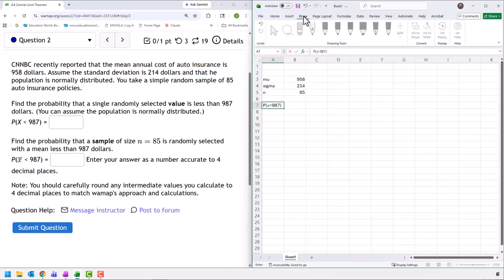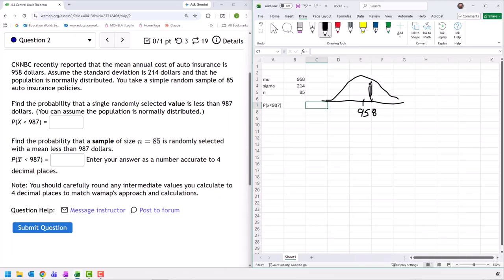I'll try to draw this here. A normal distribution. We've got 958 here in the middle, and 987 would be over here. Remember, one standard deviation would be $214. So 987 wouldn't even be a full standard deviation away. So we're looking for this area here, cut off at 987. Okay, getting really ugly trying to use my skills there.